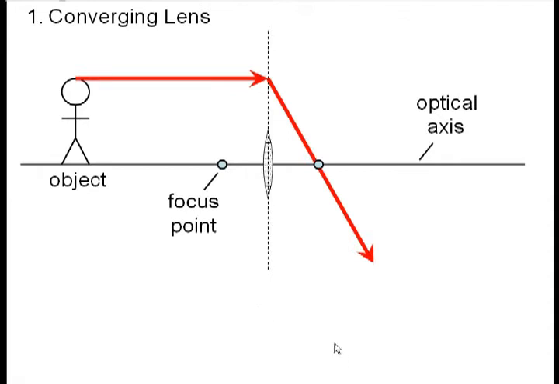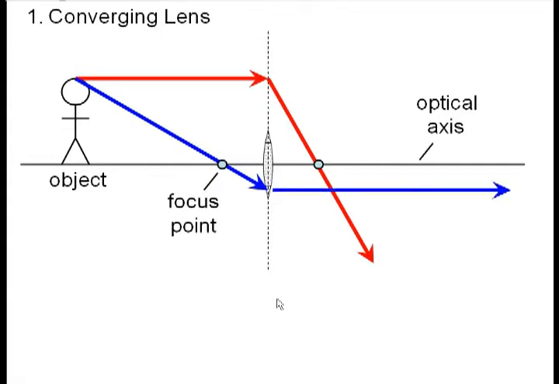Second light ray, I want to use a different color so we don't get them confused. The second light ray, remember, always has to start at the top of the object. It's going to go in through the focus point, and then when it hits the dotted line, it's going to bend and come out parallel. The third light ray also starts at the top of the object. It goes straight through the center of the lens and does not bend.